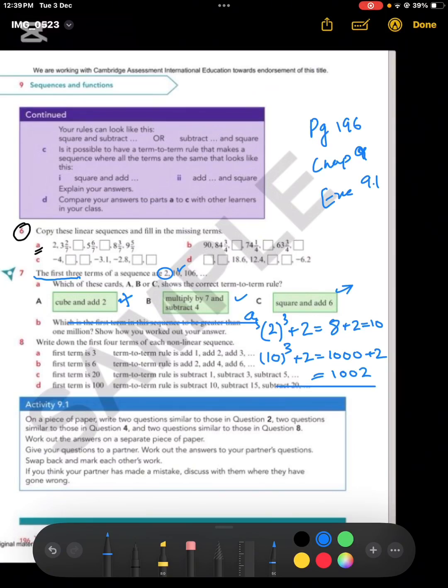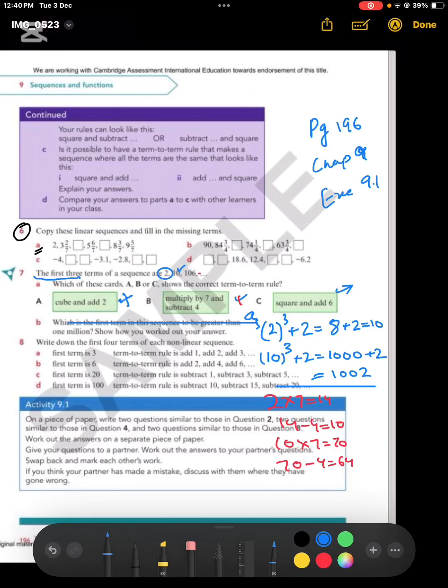Now check for part B, and part B says multiply by 7 and subtract 4. So first term is 2. Let's multiply it. First term is 2 and multiply it with 7, we get 14. Subtract 4, we get 10. Let's do the same for the second term, which is 10. 10 times 7 is 70. Subtract 4 from it, we get 66. No, we don't need that, we need 106 at the end. So this part B is also not the valid answer for this.